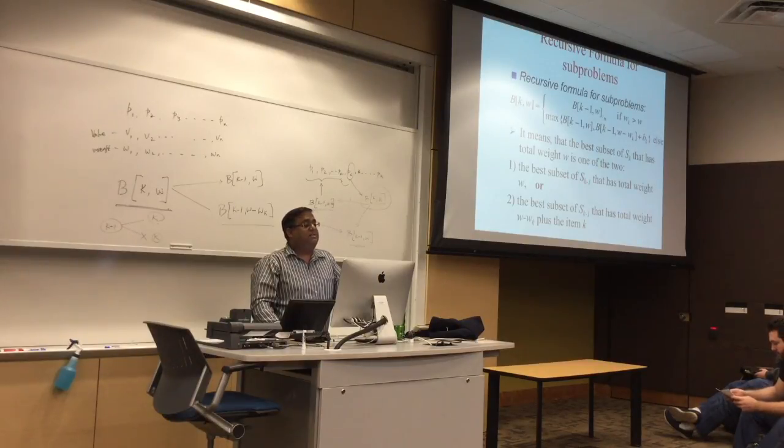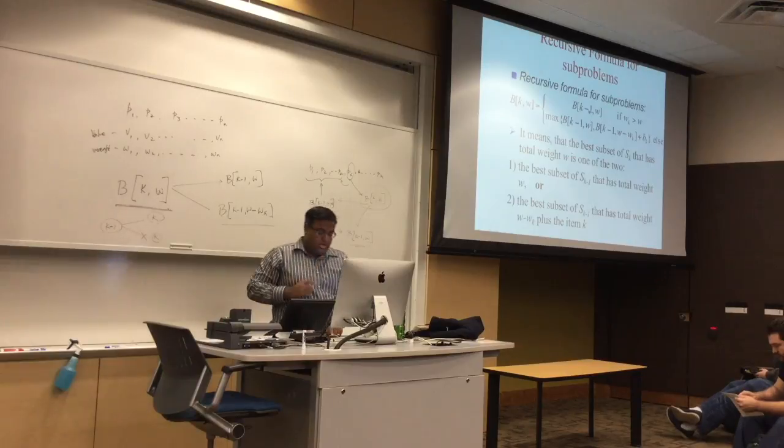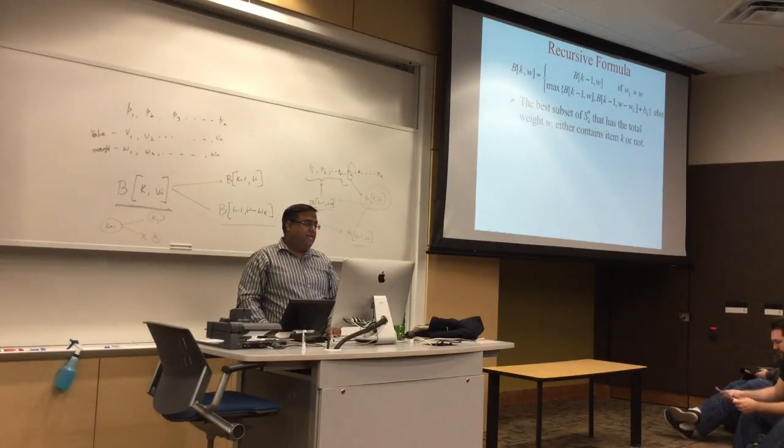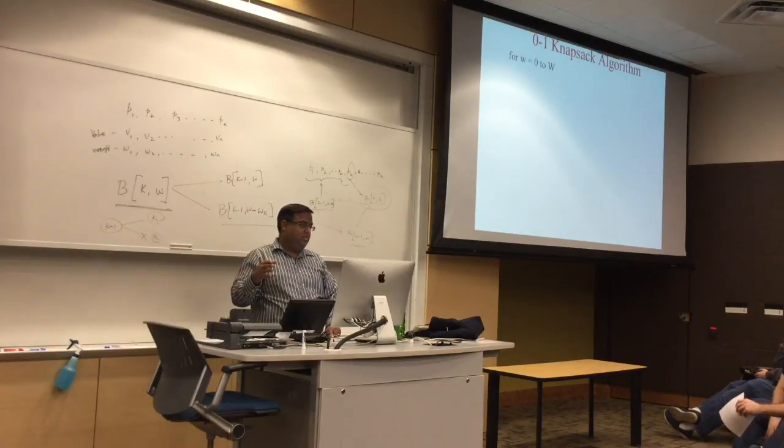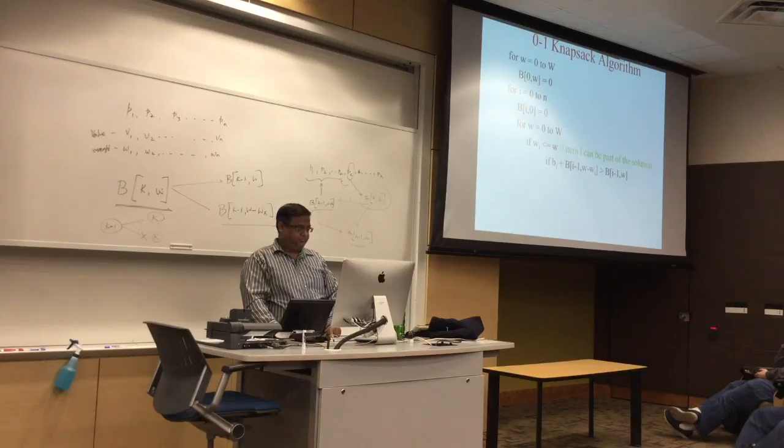Now, if the kth item itself had a weight greater than W, then you could not have chosen the kth item, and so the benefit is just this. That's your recurrence relation. Given this recurrence relation, again, it's simple. In this case also you form a 2D table. Let me just show you.